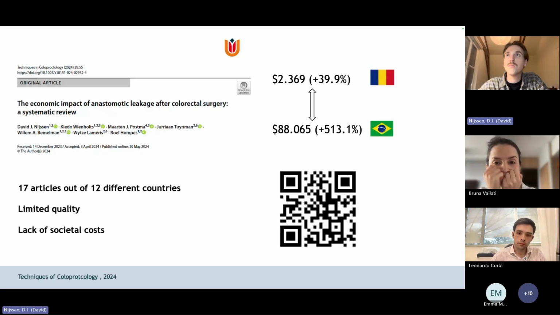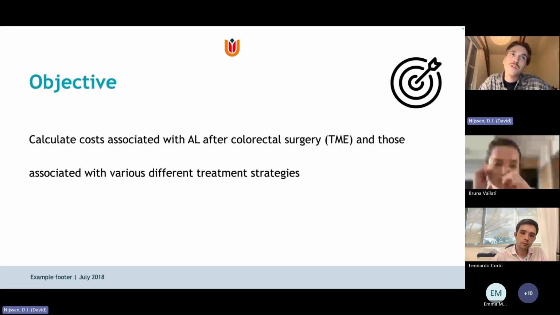For example, a study in Romania calculated an additional cost of about $2,000, and in Brazil, a group estimated this cost to be nearly 90,000 euros, so $90,000, excuse me. That's a huge difference. We also saw that there was very limited quality and a lack of societal costs being included in their calculations. So the objective for this study was to see how much these costs were in the Netherlands after colorectal surgery. Specifically, we looked at total mesorectal excisions and the costs associated with those strategies I was talking about earlier.